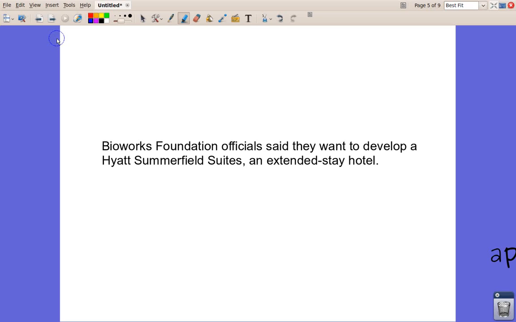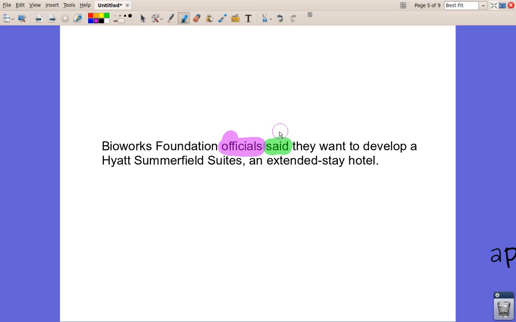BioWorks Foundation officials said they want to develop a Hyatt Summerfield Suites and extended stay hotel. Now this one we have a few sneaky elements, but let's see if we can identify the subject and predicate. And let's start by identifying the first verb we really see. And that's going to be said. Past tense of say. Well, who said something? So someone said something. Who said something? And if you said officials, you're correct.